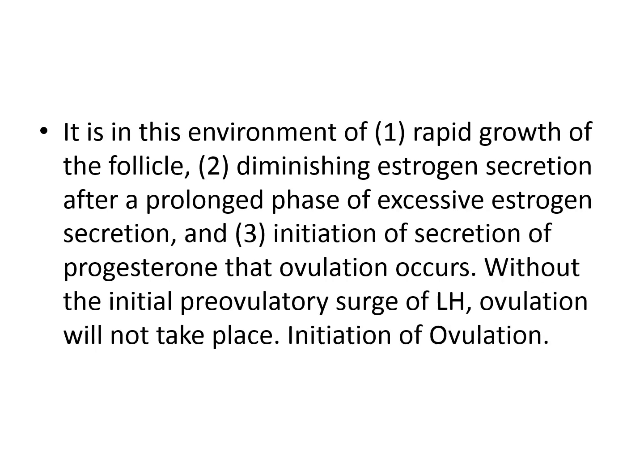It is in this environment of number 1, rapid growth of the follicle, number 2, diminishing estrogen secretion after a prolonged phase of excessive estrogen secretion, and number 3, initiation of secretion of progesterone, that ovulation occurs. Without the initial pre-ovulatory surge of LH, ovulation will not take place.